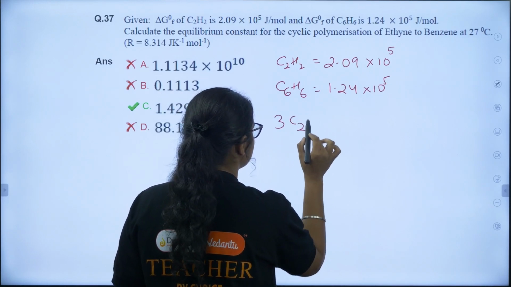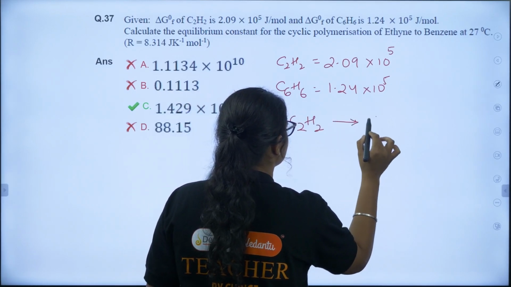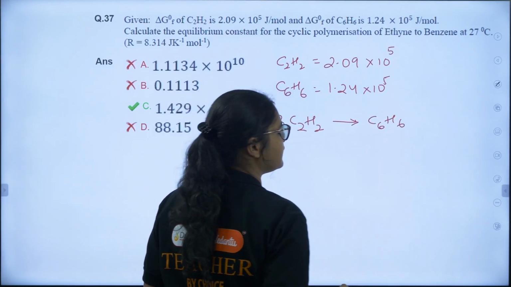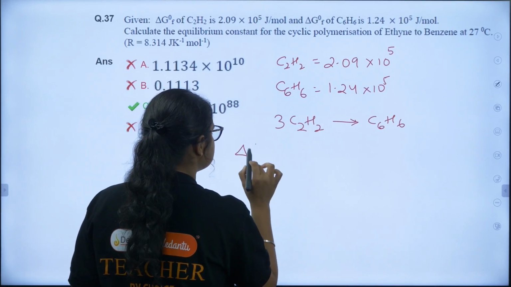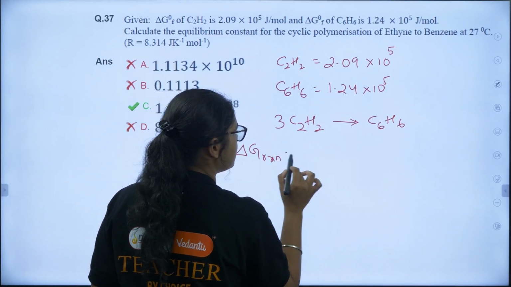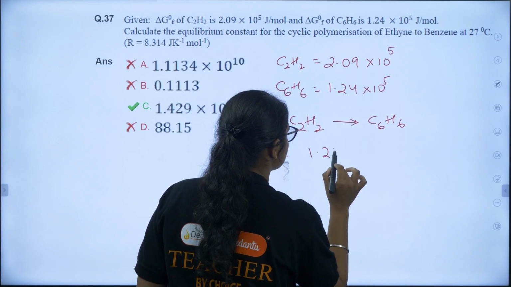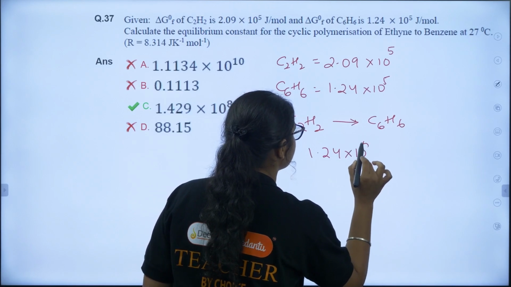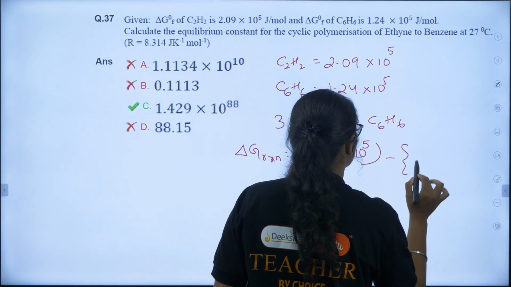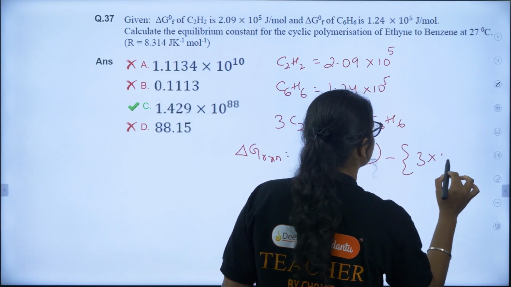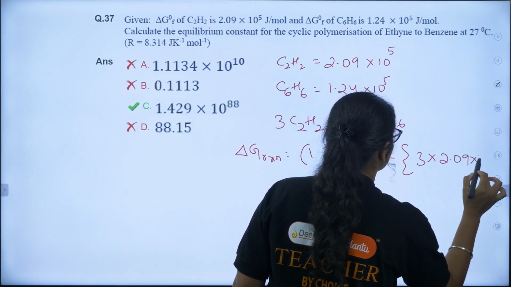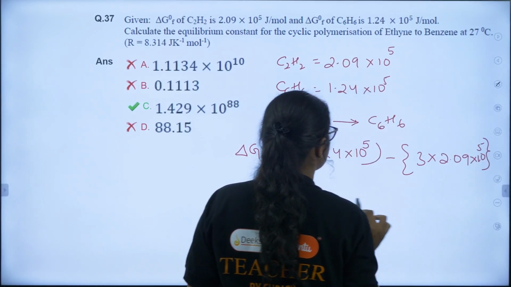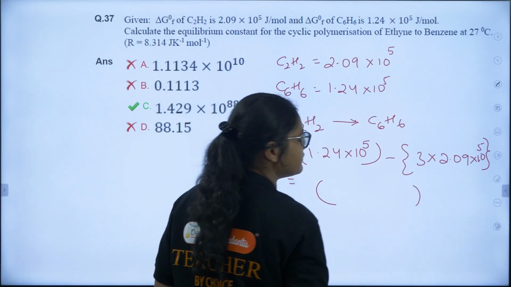So this is the reaction, which will give you C6H6, right? Now if I want to write the delta G of this reaction, this will be equal to delta G of product, that is 1.24 into 10 to the power of 5, and then minus 3 times that of C2H2, that is 2.09 into 10 to the power of 5, right? So now if you solve this, we'll get the delta G of this reaction.